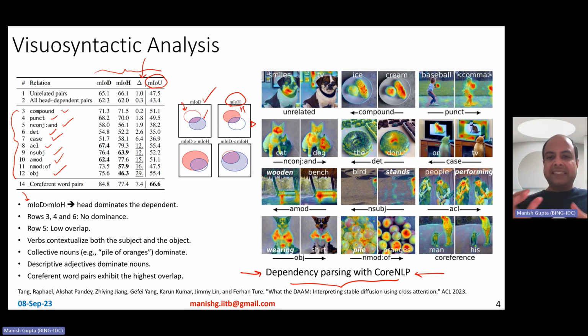So now with that understanding, let's get to the fun stuff. They found that rows 3, 4, and 6 show no dominance. Let's look at these, right? Compound nouns, punctuation marks, and determiners show no dominance. No dominance means these scores are very close to 50, which basically means there's no obvious dominance of either the head or the dependent, right? Row 5, if you look at row 5, conjunction.